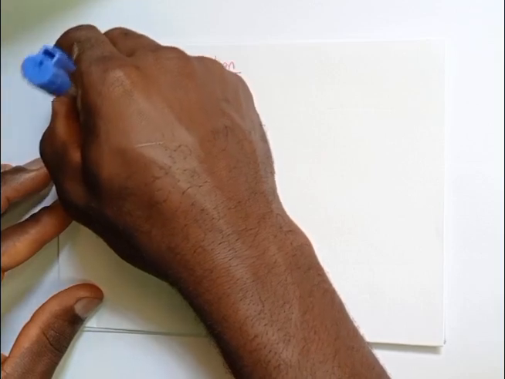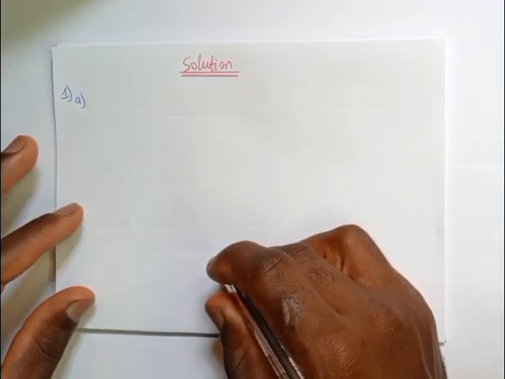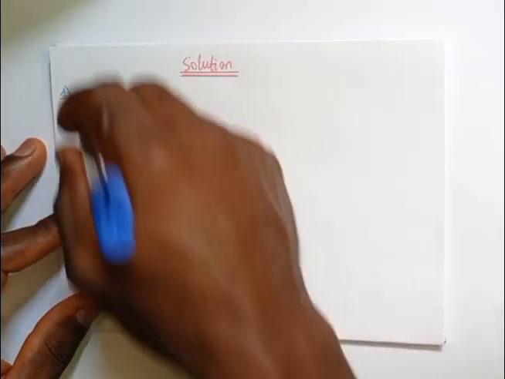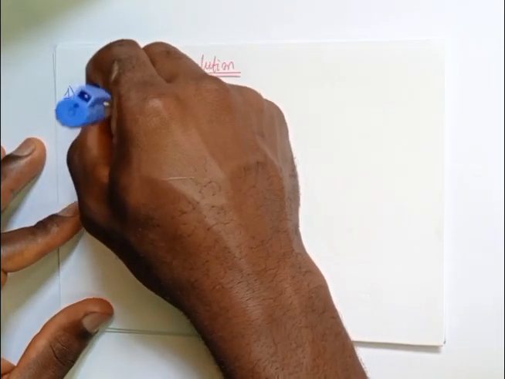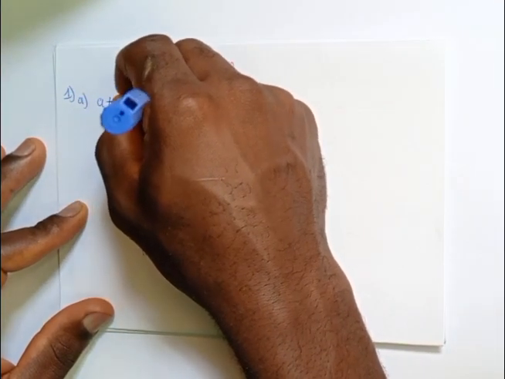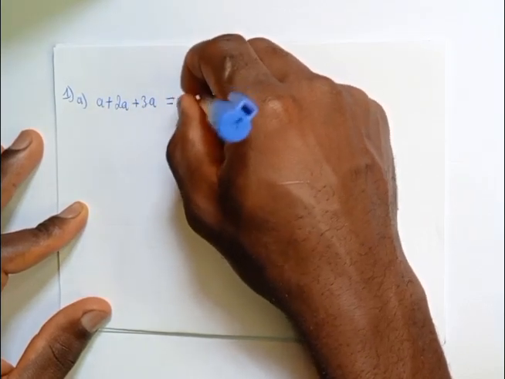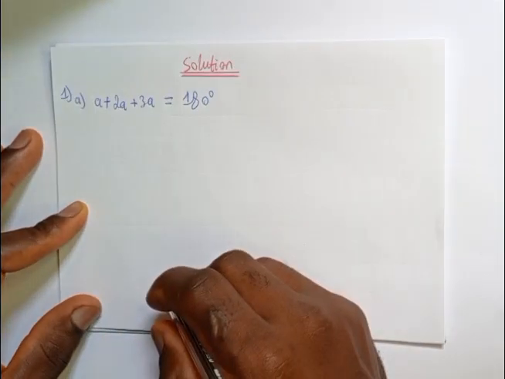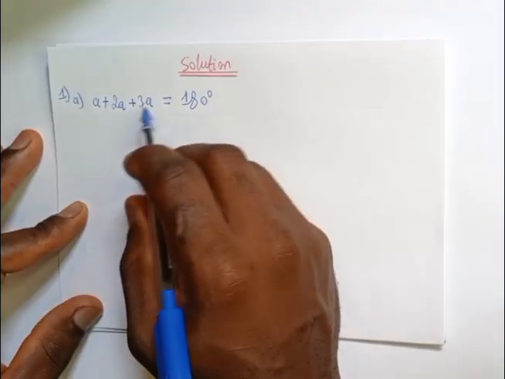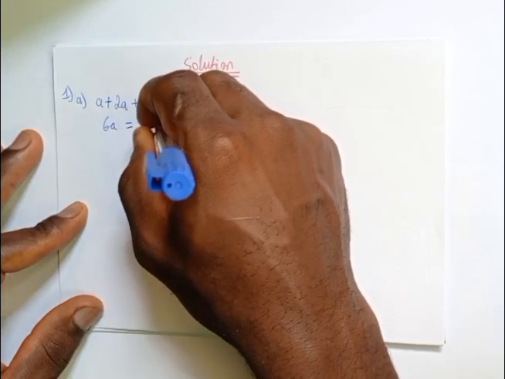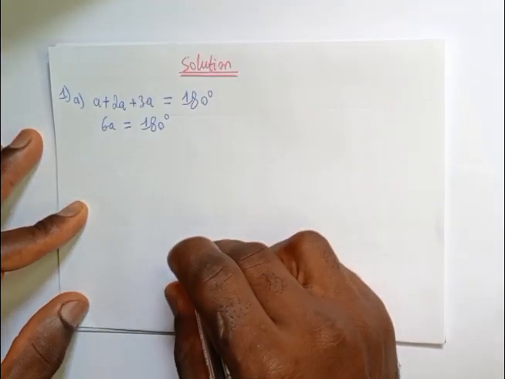Question 1A. We are going to sum all the angles along that straight line. Take A plus 2A plus 3A and we equate it to 180 degrees. A plus 2A gives us 3A. 3A plus 3A gives us 6A is equal to 180 degrees.